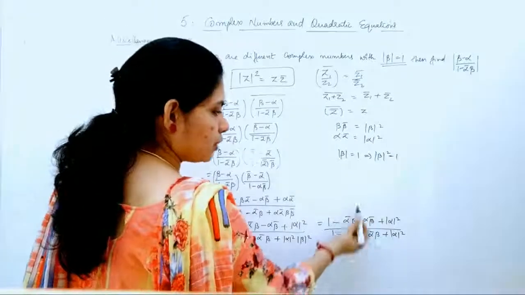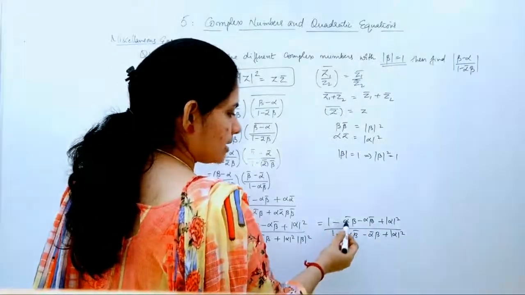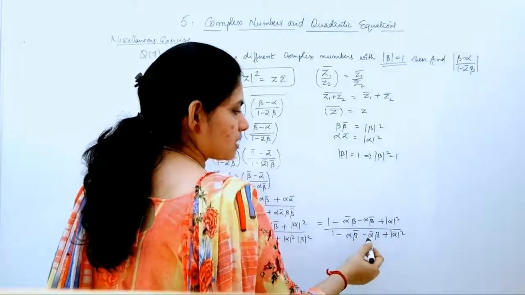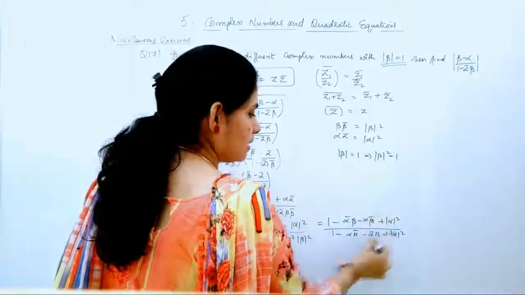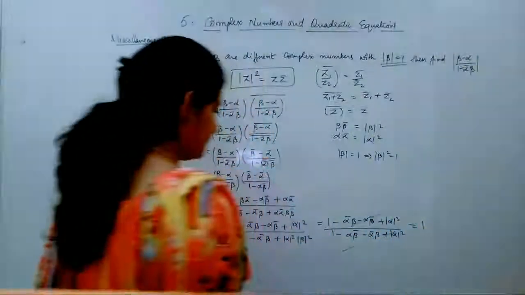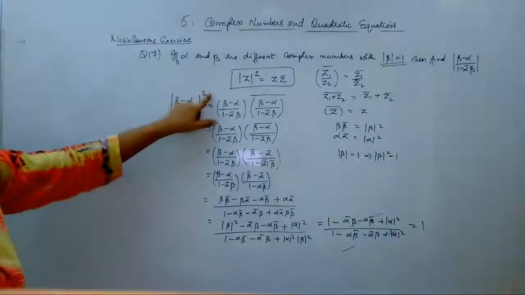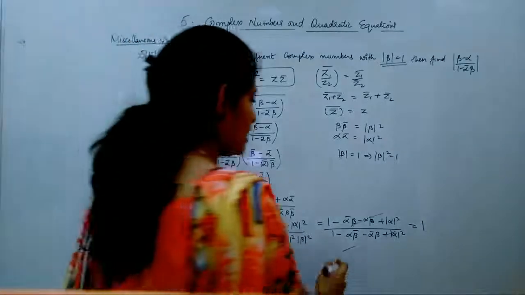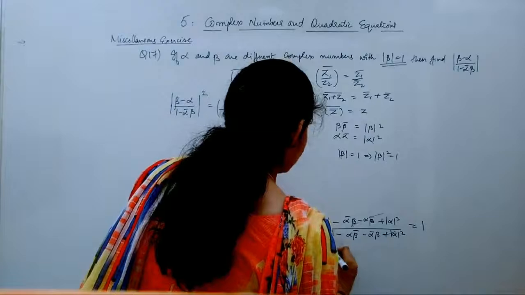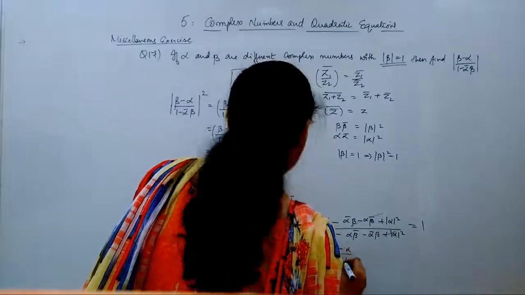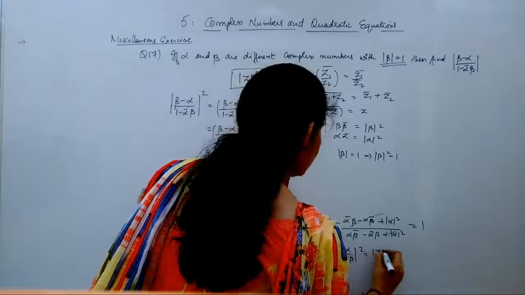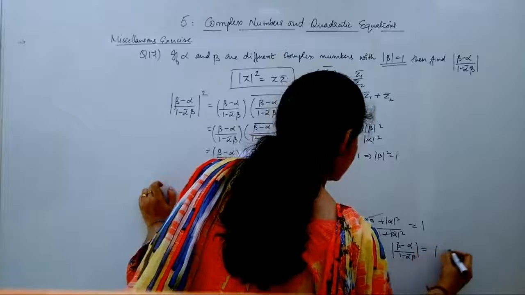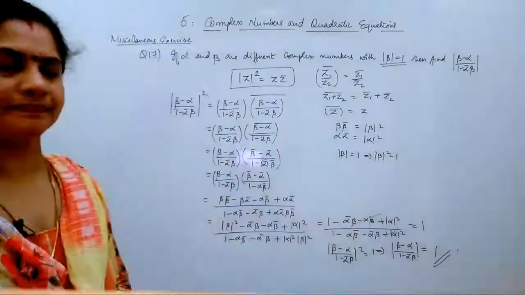Now you just check, both the numerator and denominator are the same: 1 minus alpha beta bar minus alpha bar beta plus mod alpha square. So you can just cancel, that means it is 1. So you are getting the modulus, the whole square of the term, is 1. That means the modulus of that term is also equal to 1. Since mod of beta minus alpha by 1 minus alpha bar beta the whole square is equal to 1, you get mod of beta minus alpha by 1 minus alpha bar beta is also equal to 1.